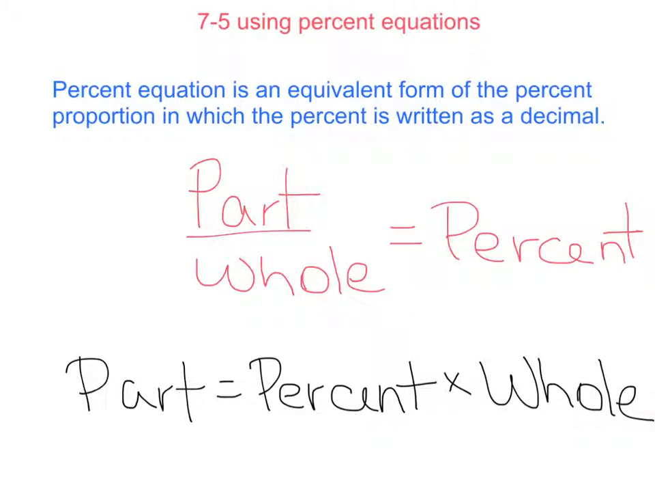7-5 using percent equations. Percent equation is an equivalent form of the percent proportion in which the percent is written as a decimal. So typically when we write a percent, we write part over whole equals a percent. But if you're trying to solve for the part, and you solve this in the form of an equation, you would get part equals percent times whole.